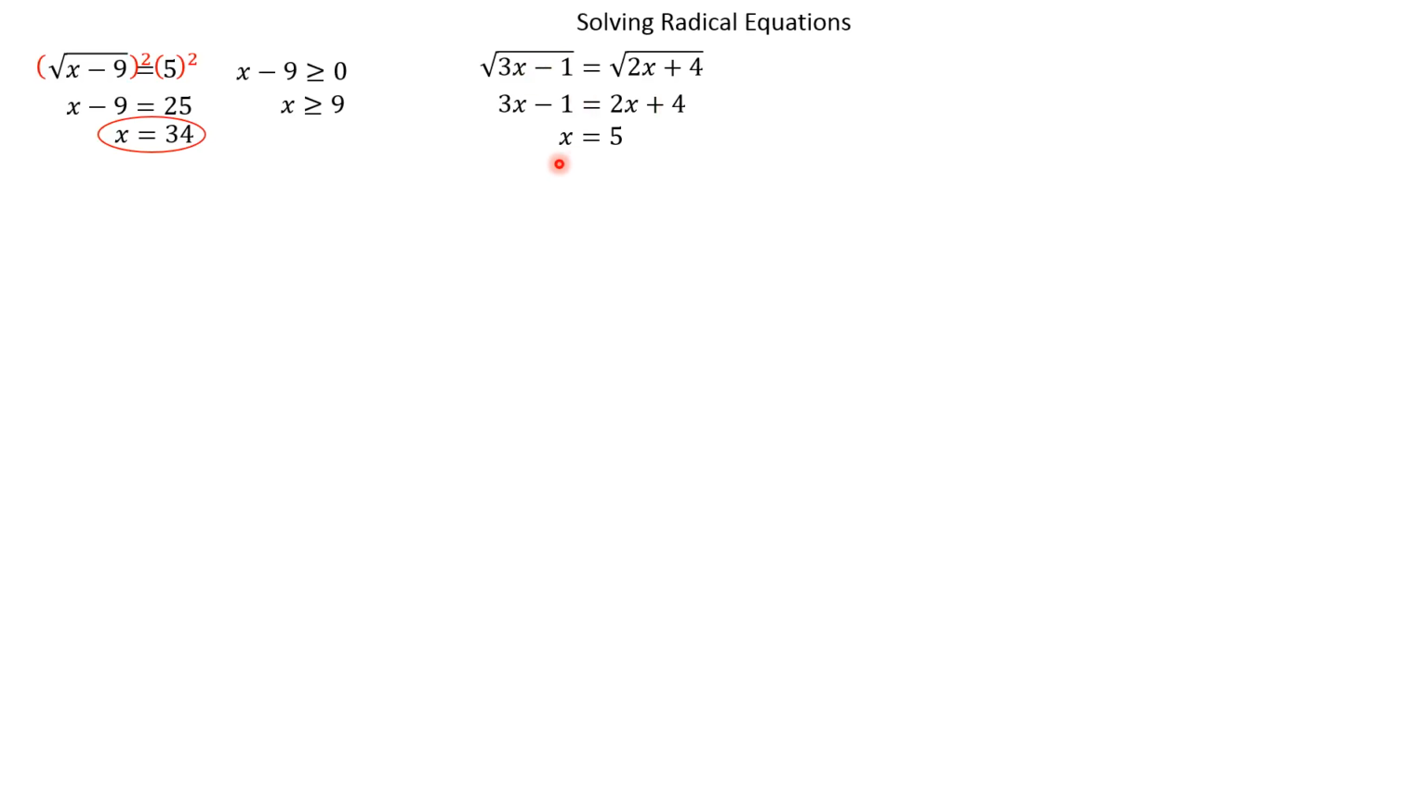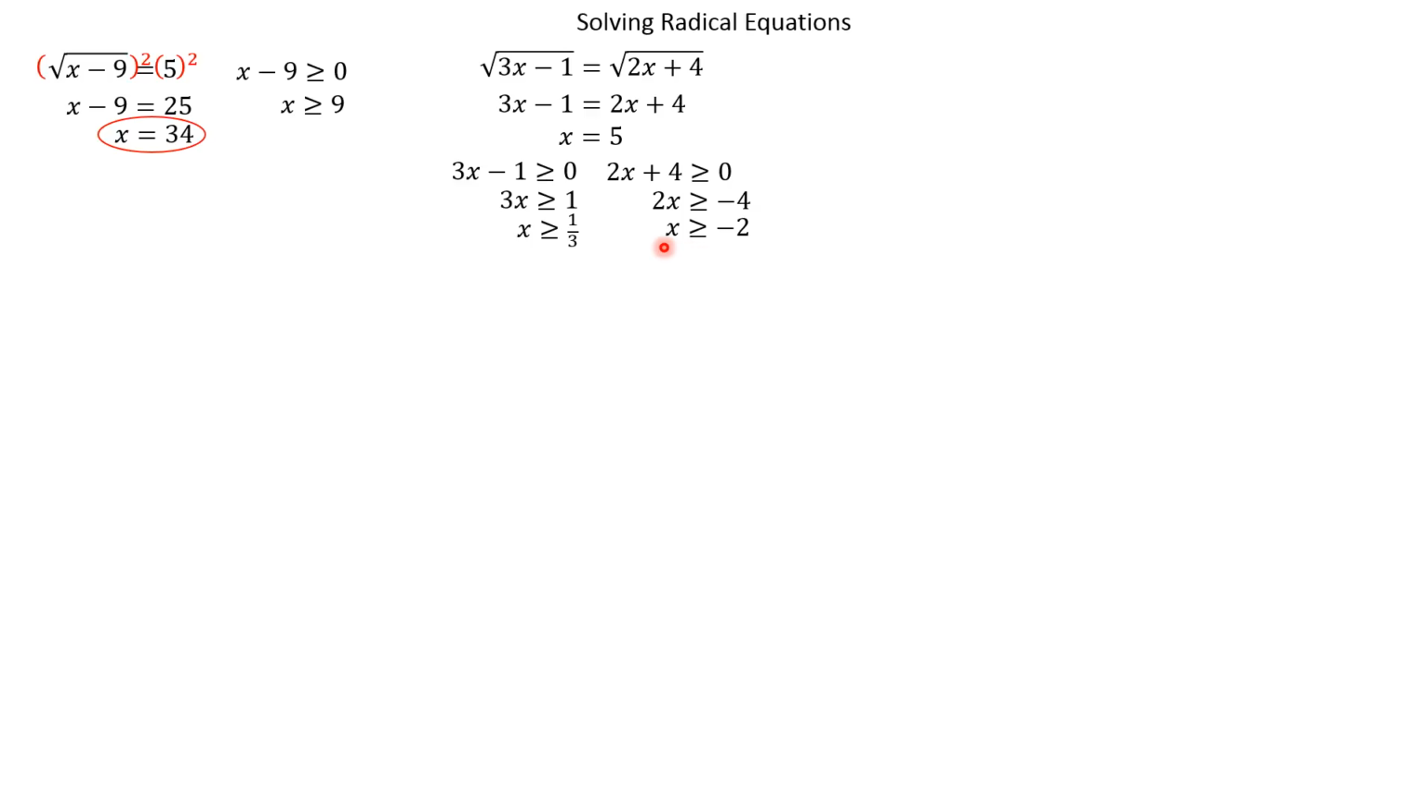The other way, we could find the domain. Over here, 3x minus 1 has to be greater than or equal to 0. Add 1, then divide by 3. So x has to be greater than or equal to 1/3, which 5 is. Over here, 2x plus 4 has to be greater than or equal to 0. Subtract 4, divide by 2. X has to be greater than or equal to negative 2, which 5 is. But for this, we have 2 domains. If that happens, you only actually need one of them. Which one would satisfy both? Everyone always likes to go to the smaller one.